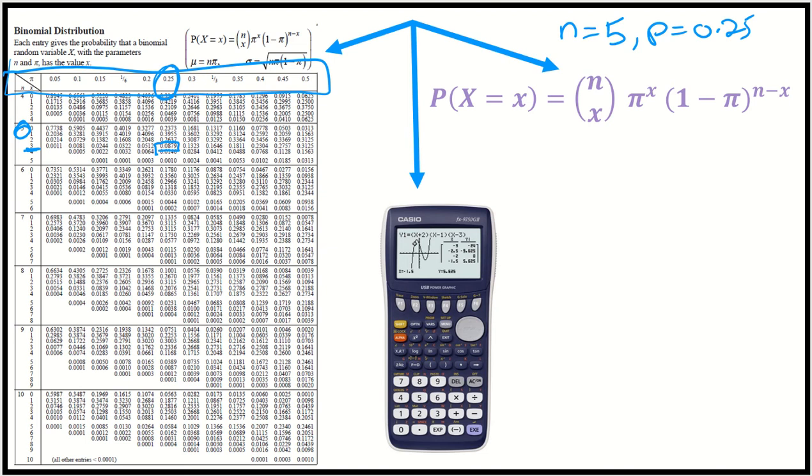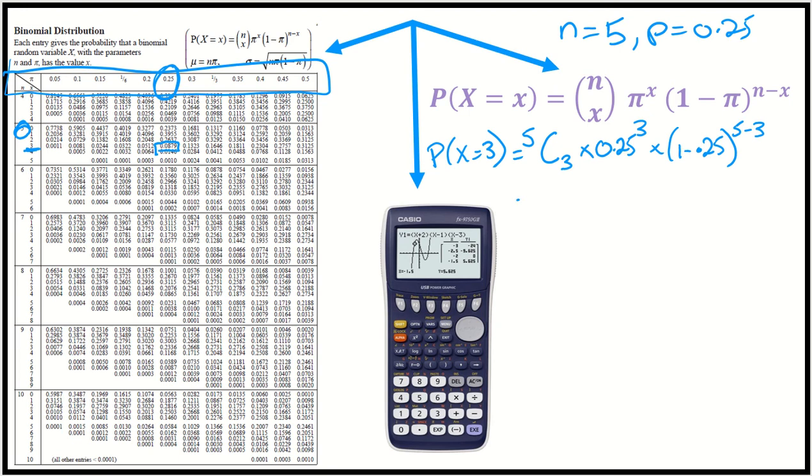What if I wanted to use my formula? Well, I want to find the probability that X is equal to 3, and so I want to do N choose X, so N is 5, so I'm going to do 5 choose 3, because I'm trying to find the probability of 3, so X is 3. Multiply that by my probability of 0.25 to the power of 3 times 1 minus 0.25 to the power of N minus X, so N is equal to 5 minus 3.